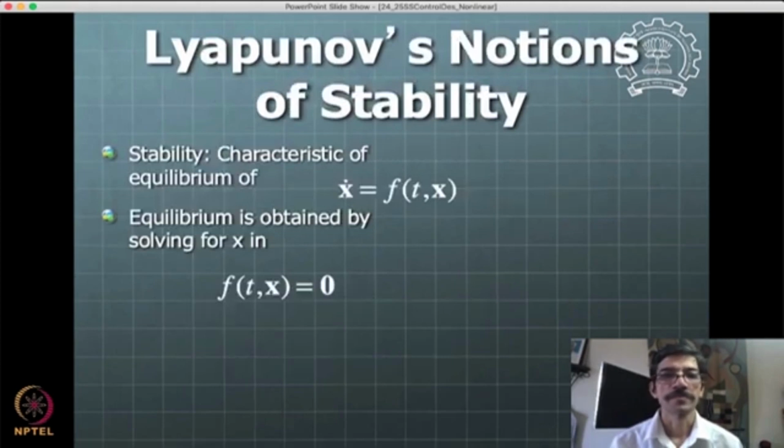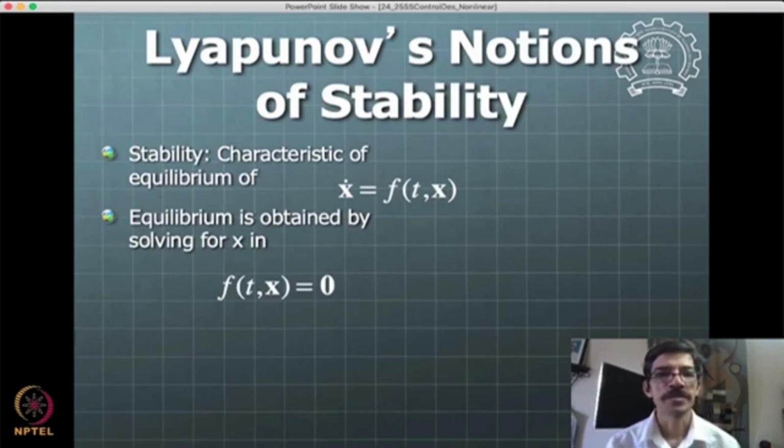First is the notion of stability. All of Lyapunov's theorems and stability notions are developed based on the state form of the nonlinear equation: x dot is equal to f of t comma x, where x is a vector and u, if it is a function of x or of time, is incorporated in this function f.